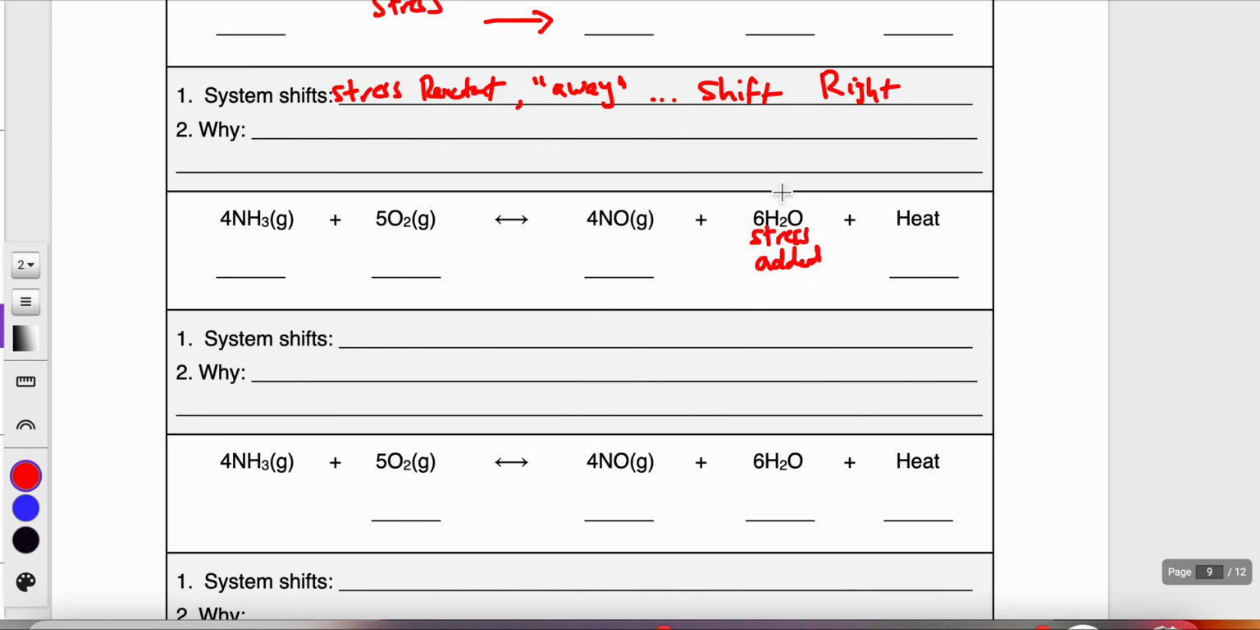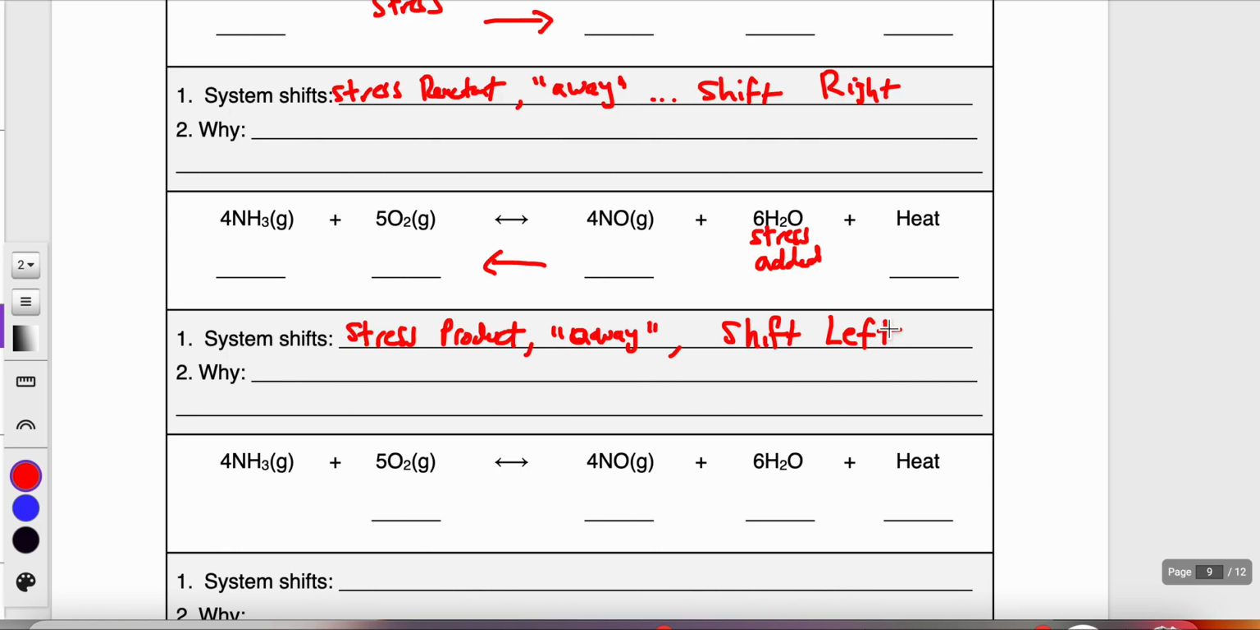So this stress, take a look, it's to the right of the arrow. So this time, the stress is a product. And because it was added to the system, it's going to shift away from it. I'm trying to write the word away. So the system's going to shift away from the product side, shifting towards the reactants, the left. So in this scenario, the stress is going to cause the system to shift left.